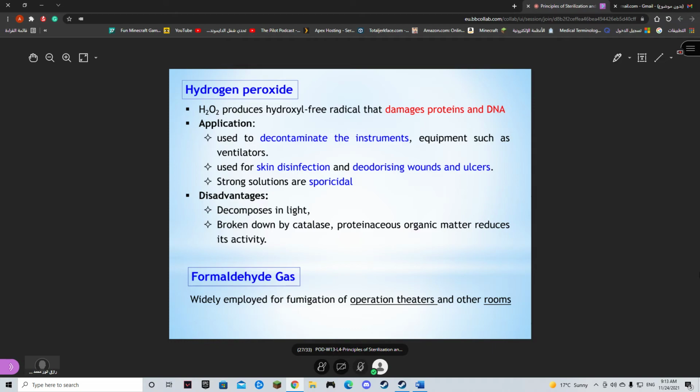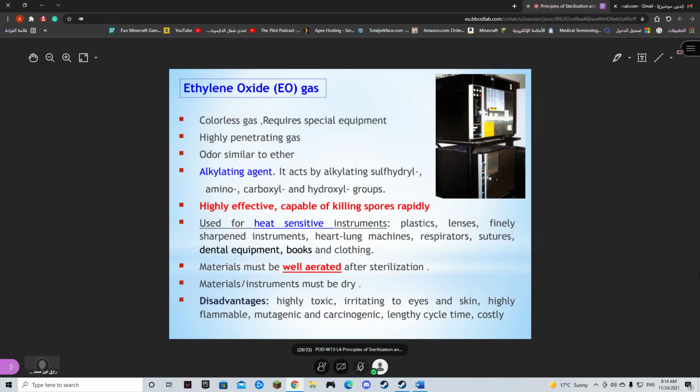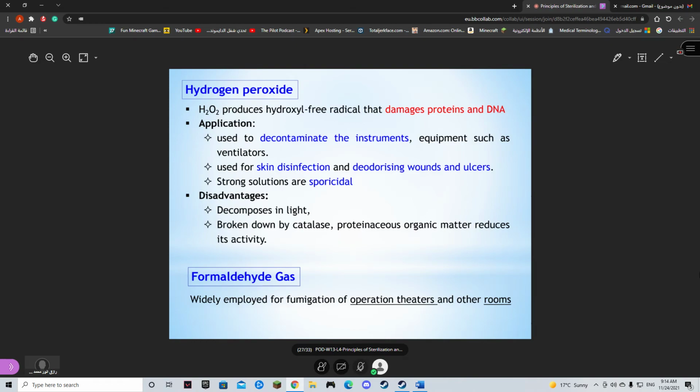Hydrogen peroxide, as the name suggests, you have done in the metabolism lecture. The free radicals damage the DNA, obviously, so we also use this. Formaldehyde gas is very important for making the operating room free from bacteria. We use vapor formaldehyde gas, not the normal formaldehyde; we call it vapor.